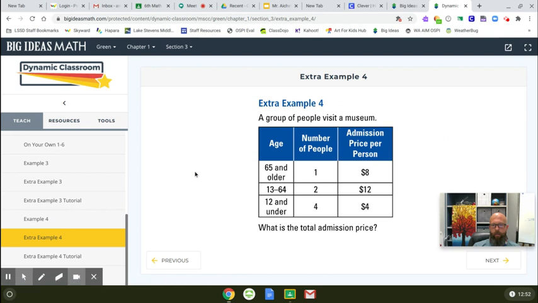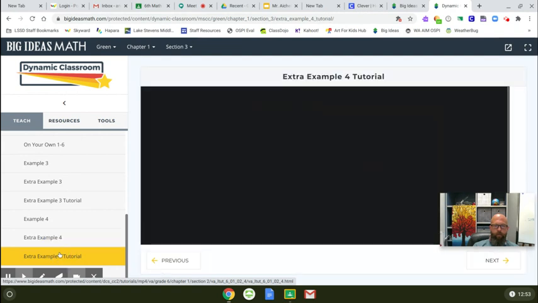All right, extra example 4. So go ahead and try to solve this one, and I'm going to show the video in just a second. So pause the video, and 1, 2, 3, pause. All right, now that you're back and you tried that out, here's your example tutorial.